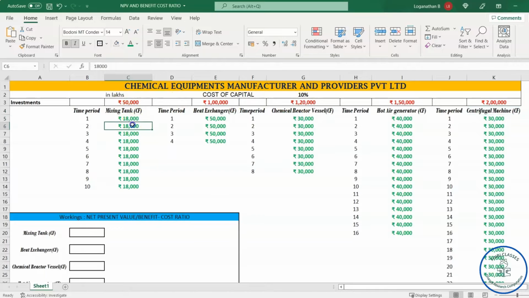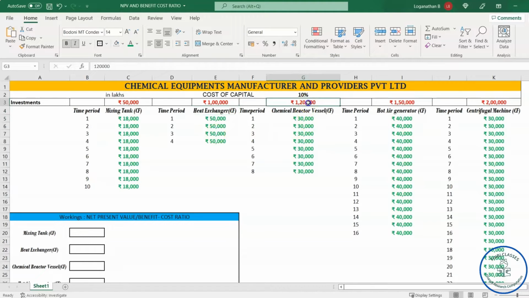And the cash inflows I have put in green, right? So green means we are just having the cash inflows, and red I have put as cash outflow, because we are doing the investment. In a similar way, for the heat exchanger, you have the cash outflow of 1 lakh, then the cash inflow is 50,000, which is a regular cash flow. It is not irregular, these are regular cash flows.